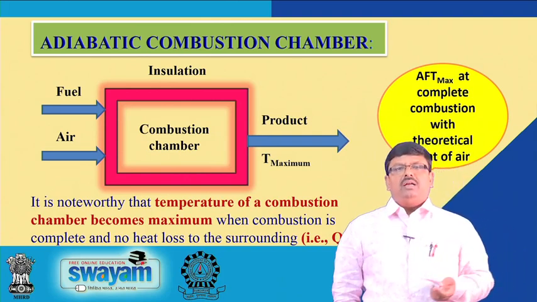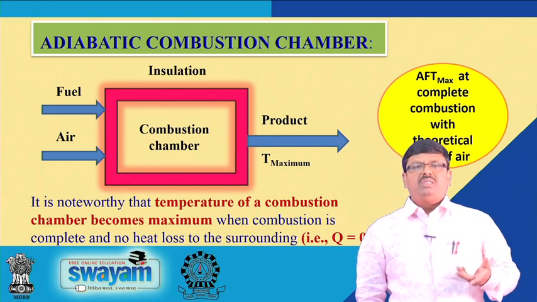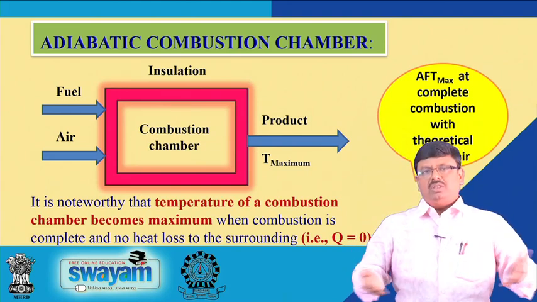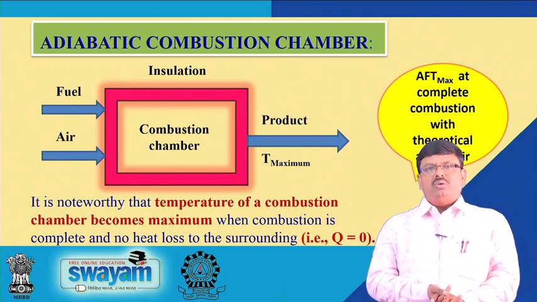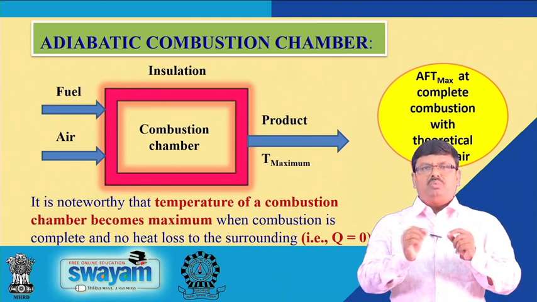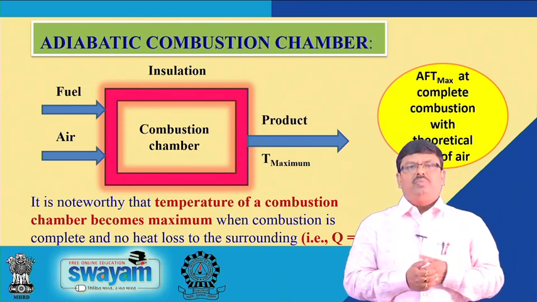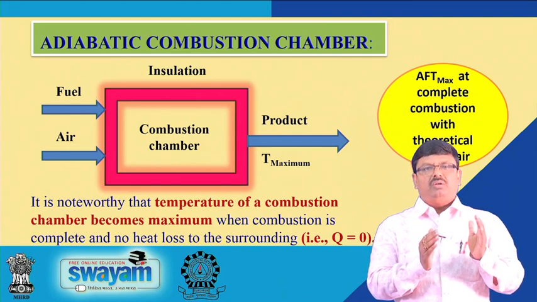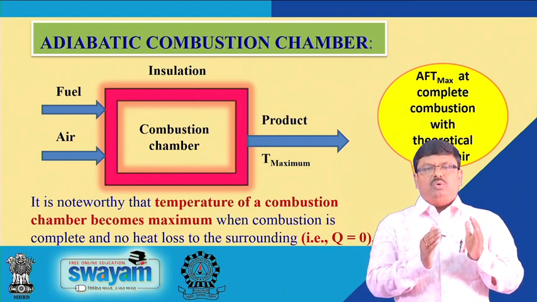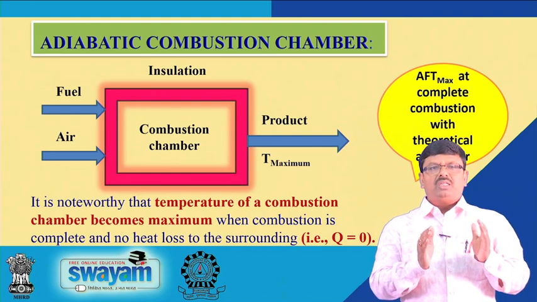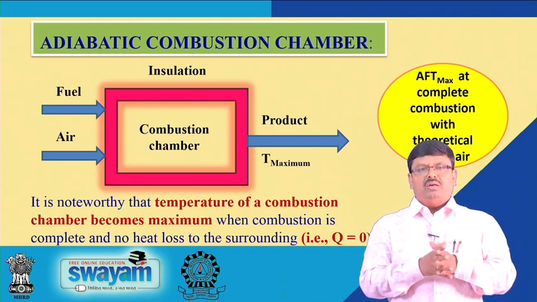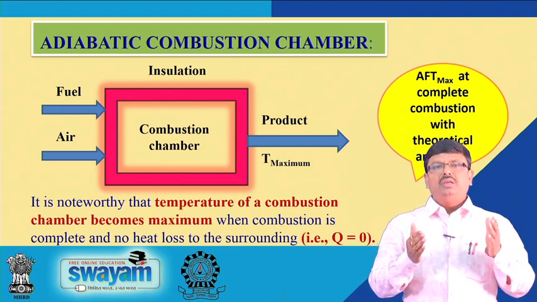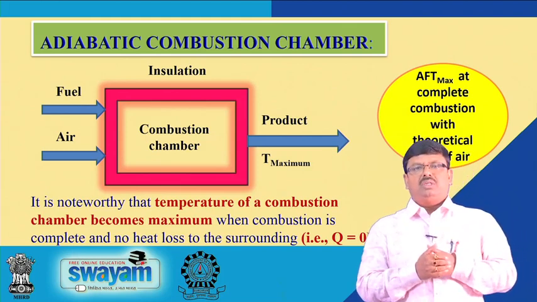It is noteworthy that the temperature of a combustion chamber becomes maximum when combustion is complete and there is no heat loss to the surroundings. So, this is obvious. If heat is lost from this system to the surroundings, the temperature, the maximum combustion temperature, will definitely be hampered. So, we cannot get the accurate temperature. Only when combustion is complete and there is no heat leak in or out between the system and surroundings can we get the accurate temperature.